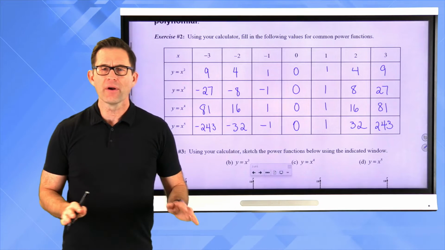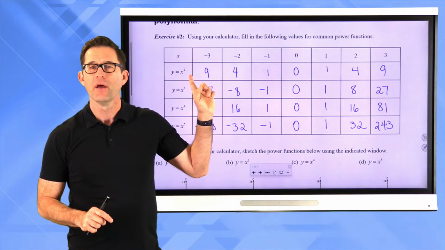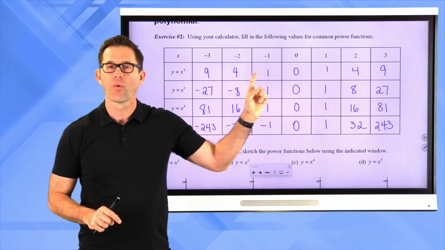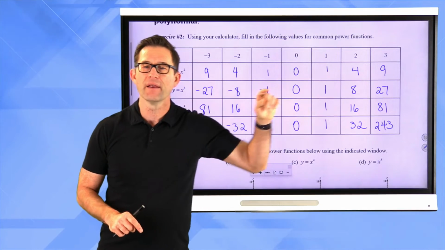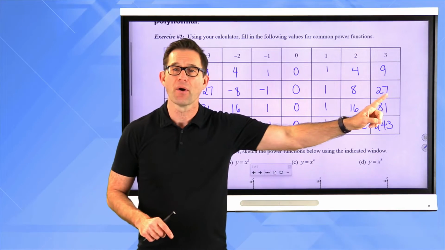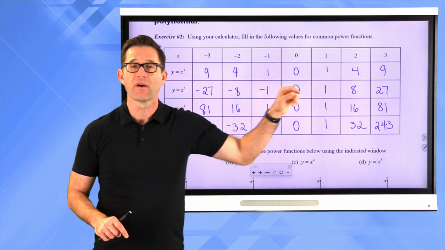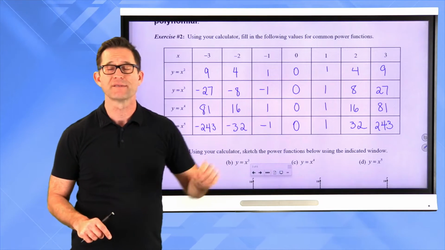Okay, and you can already notice some things about the table. For instance, for y equals x squared, the table is very symmetric: 9, 4, 1, 0, 1, 4, 9. But for y equals x cubed, we have -27 here and positive 27 there. -8 there, positive 8 there, -1, positive 1, etc.